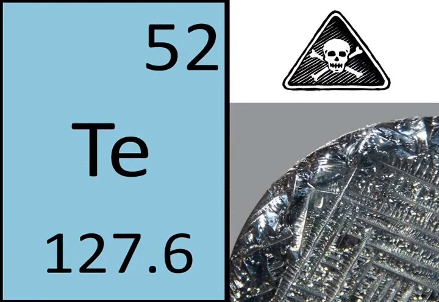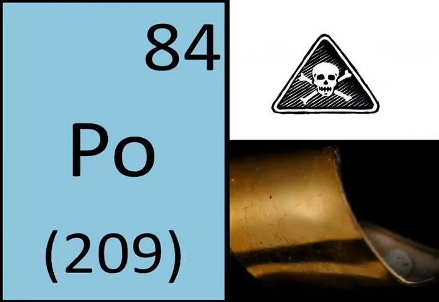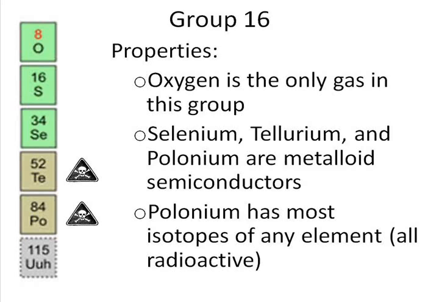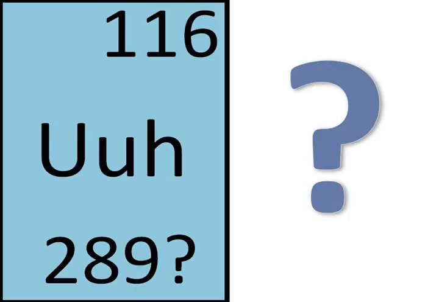Polonium was infamously used to assassinate Russian spy Alexander Litvinenko in November 2006 because of its high radioactivity. Polonium has the most isotopes of any element on the periodic table. Element 116, ununhexium.